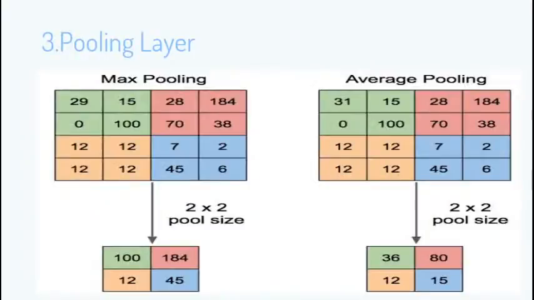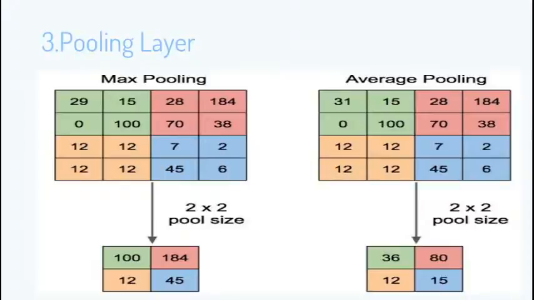When it comes to the pooling layer, I have two types. One is maximum pooling, and one is average pooling. Maximum pooling is nothing but whether the data is greater than or equal to 0. That is the maximum pooling. Average pooling is less than 0.